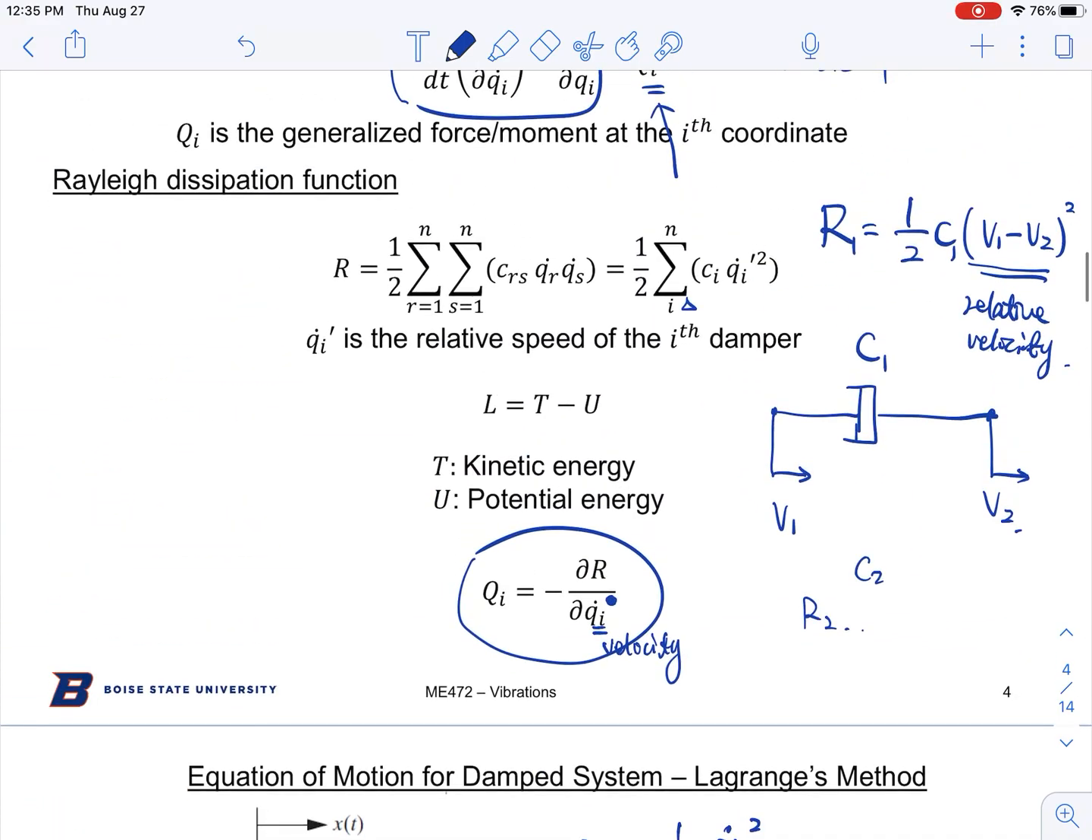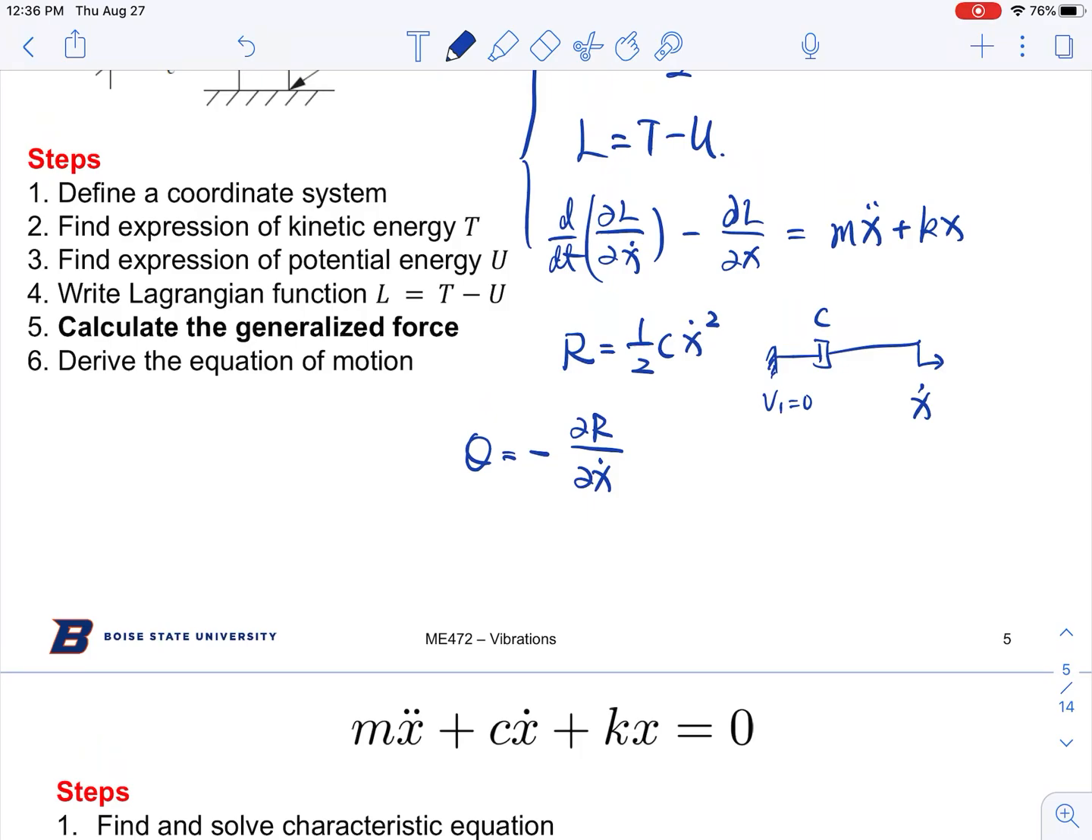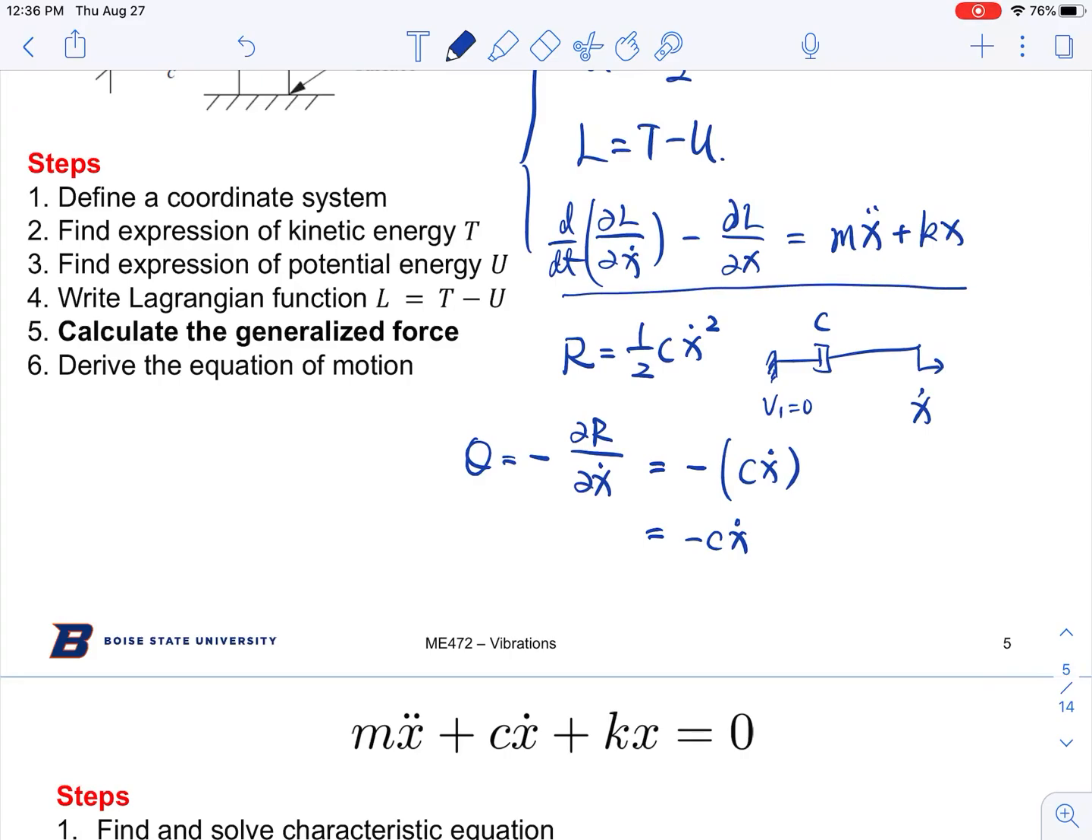Let's go back to here. This index i determines the ith coordinate. Because we're talking about only a single degree of freedom, i is just 1, because we only have one coordinate. This coordinate is x, and we just calculate the partial derivative with respect to the velocity of this coordinate, x dot. So half c x dot squared becomes minus c x dot, which means Q is minus c x dot. This equation is no longer equal to 0, but equal to Q. So your equation of motion is m x double dot plus k x equals minus c x dot. Again, we can move all the unknowns to one side and get the standard format of your equation of motion.